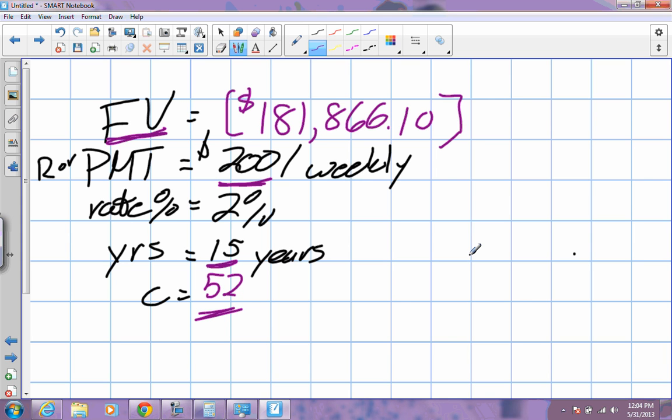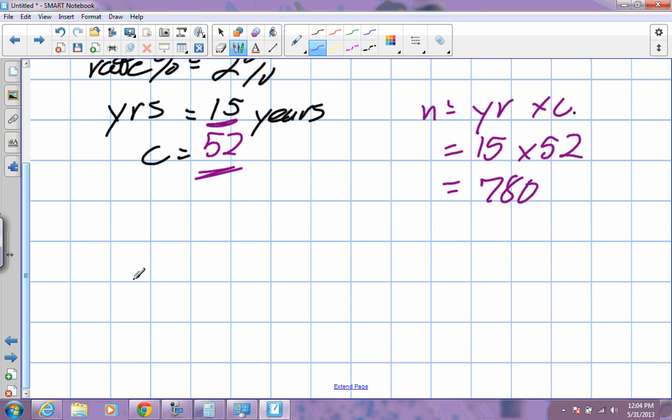And in order to do this, we have to calculate our N, and our N is our years times compound periods. Okay? We said it was 15 years, every single week. 780. So we did this 780 times. And how much money did we put in each time, every week? $200. So what we did is we put $200 into the bank 780 times, which means how much money did we actually put into the bank?